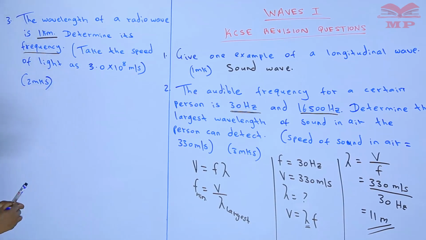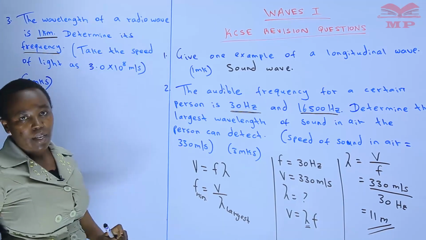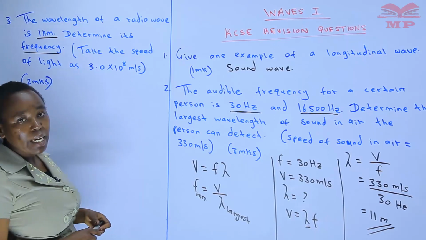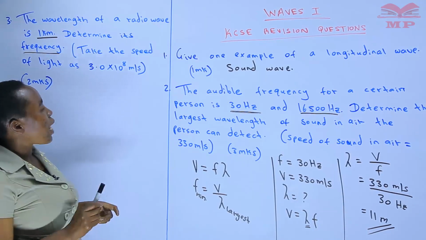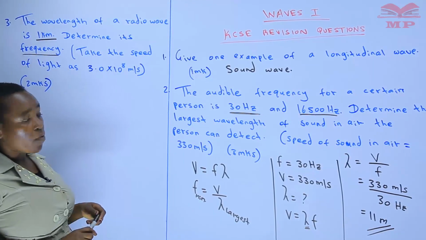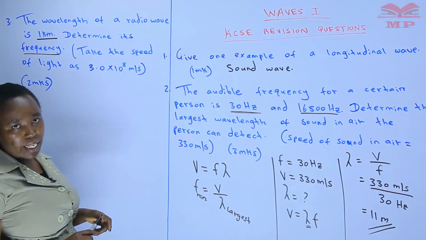Maybe you may be asking why we have been given the speed of light and yet here we have a radio wave. Now in Form 4, you will learn about electromagnetic waves, and we learn that all electromagnetic waves travel at the speed of light, which is 3 times 10 power 8 meters per second.